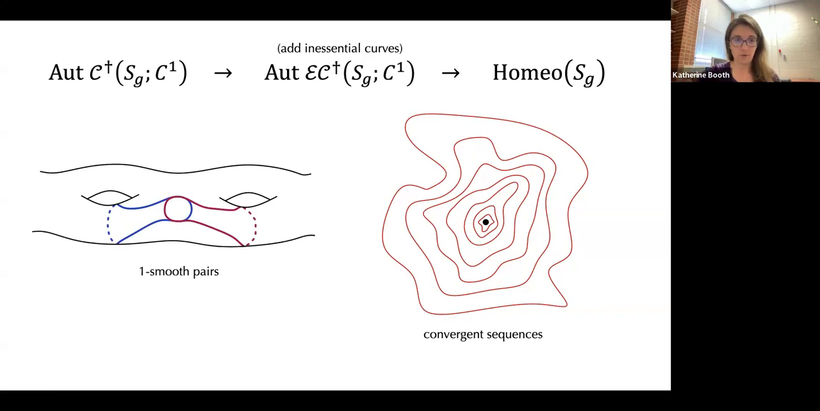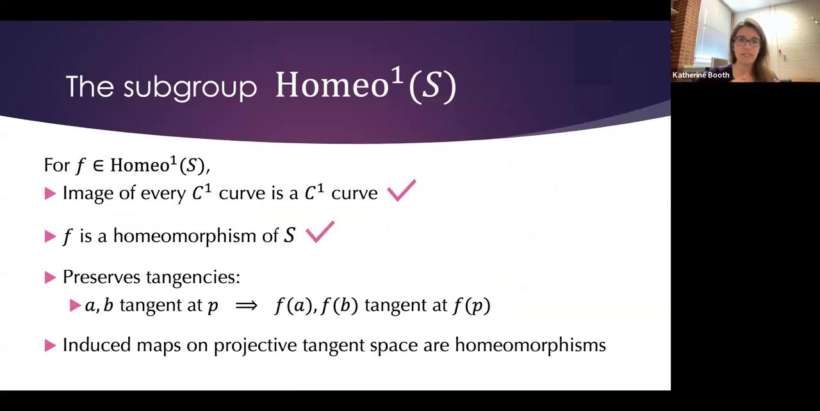We can have a different workaround. We can use what's called a one smooth pair: two different essential curves that are not homotopic to each other, but still define that same inessential curve. And we can still get that connection between the C1 curve graph and the extended C1 curve graph. Okay, so we still get a homeomorphism just fine.